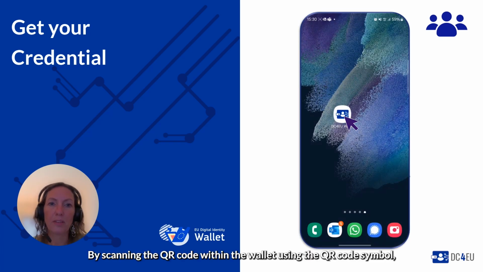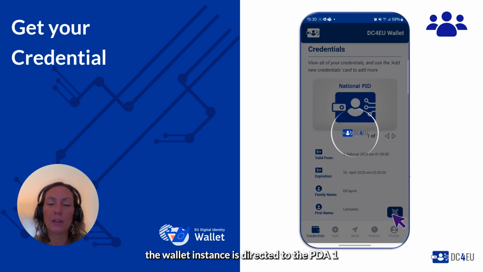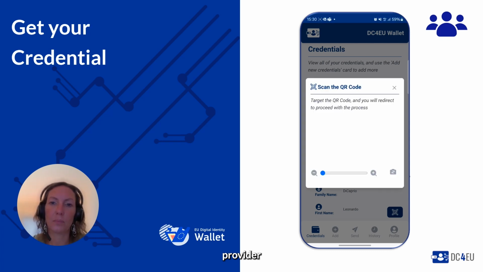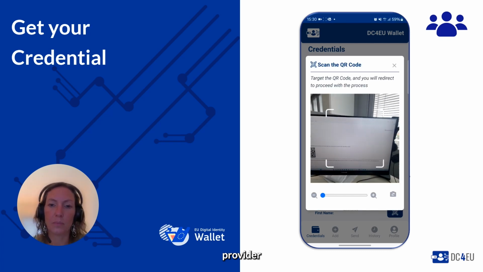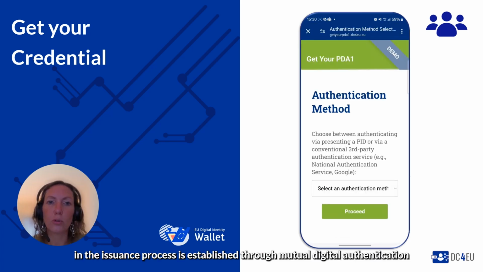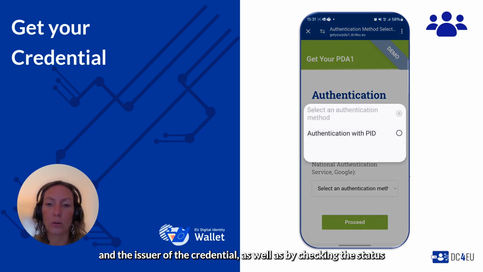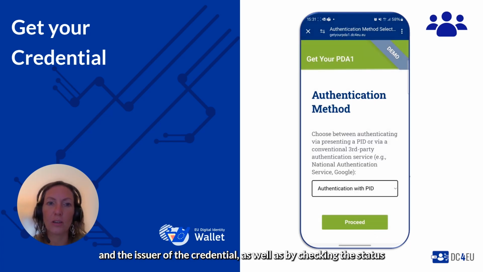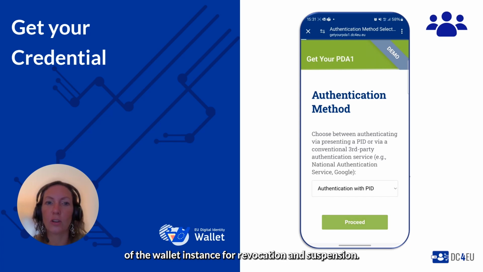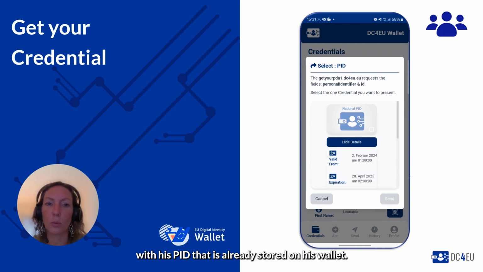Step 2. By scanning the QR code within the wallet using the QR code symbol, the wallet instance is directed to the PDA1 provider. Trust in the issuance process is established through mutual digital authentication between the wallet instance, the holder of the credential, and the issuer of the credential, as well as by checking the status of the wallet instance for revocation and suspension. The attestation provider asks the user to authenticate with his PID that is already stored on his wallet.